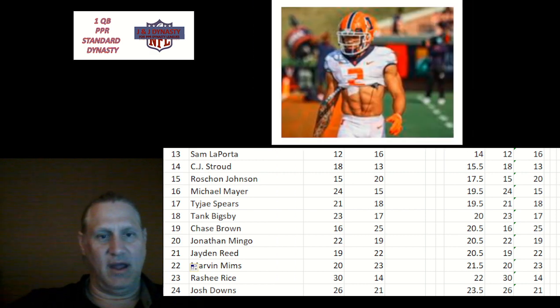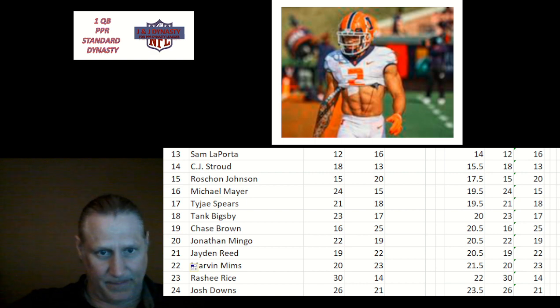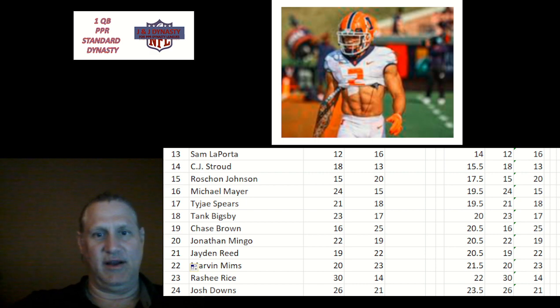So there you go. The one that I thought was pretty intriguing is that Chase Brown is going higher than I expected him to. I thought he'd be very late second round, even into the third round. So got that going here.